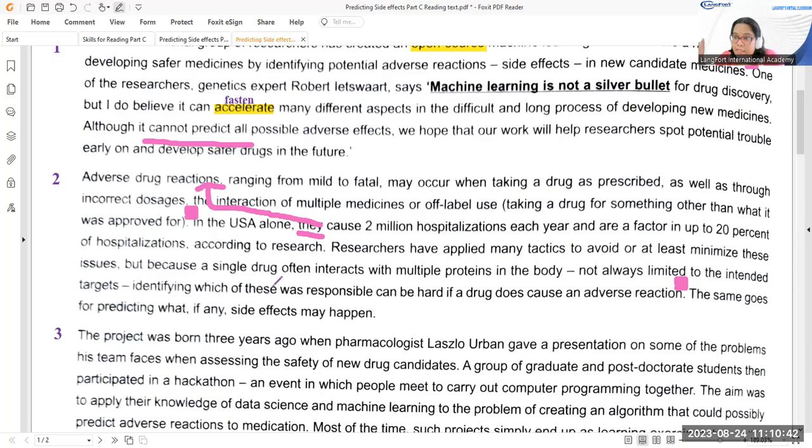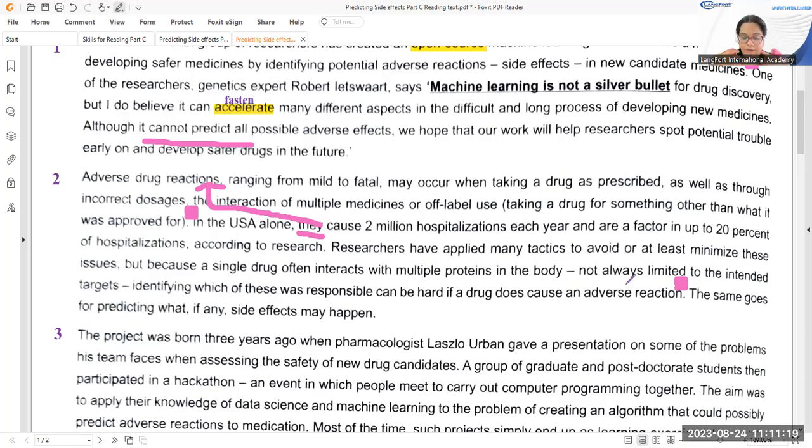So every drug has a target to achieve in our body, but when a drug enters our body, it does not only react to that particular target. Its reaction is not limited to the target that its usage is intended for. Rather, it can react with multiple proteins. And understanding which of these targets are responsible can be difficult if a drug does cause an adverse reaction.